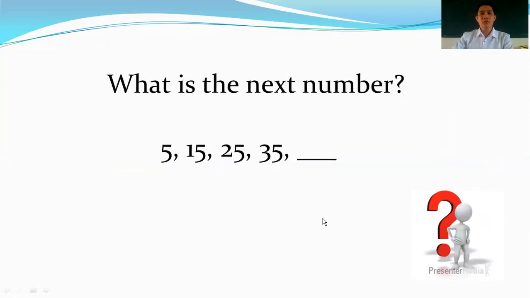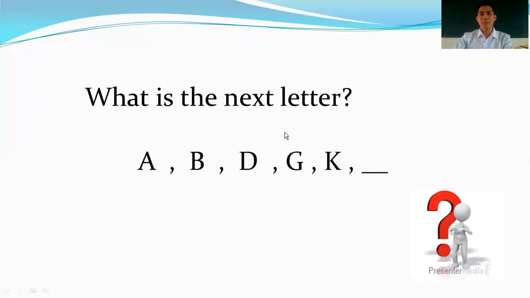How about this one? What is the next number? 5, 15, 25, 35. The next number after 35 is 45. And the last, what is the next letter? A, B, D, G, K, and blank. The next letter after K is letter P.